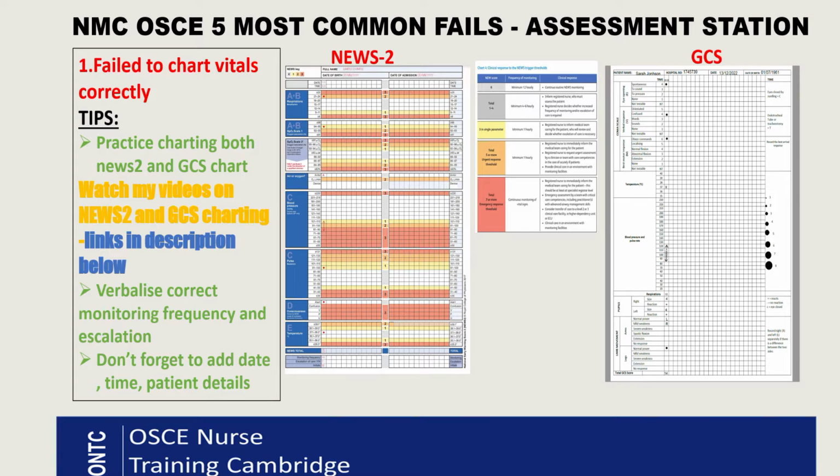So no wonder the first common fail is plotting the vitals. There are not many fails on doing the vitals, because we all know how to do them, but some overseas nurses did not use a NEWS chart or GCS chart back home, so this becomes a bit difficult. This is the most common fail: not charting correctly. So how do you make sure you know how to chart on the NEWS chart and on the GCS chart?